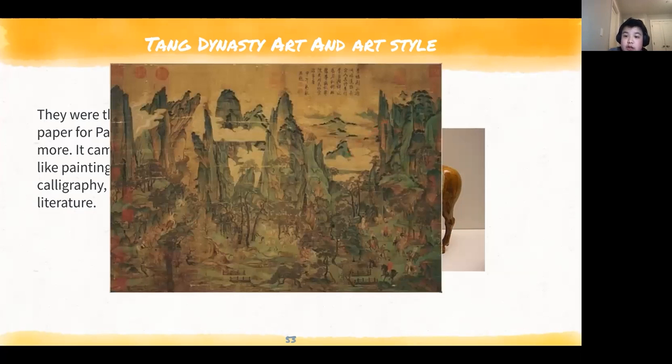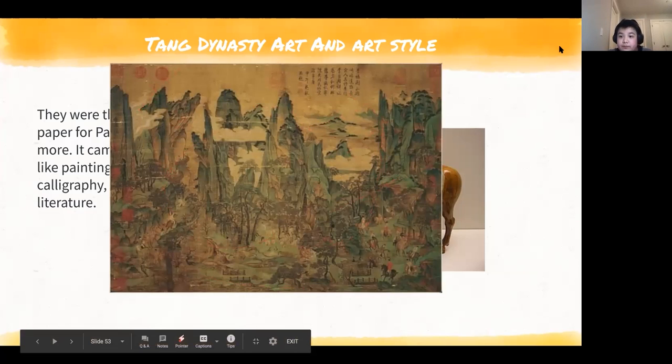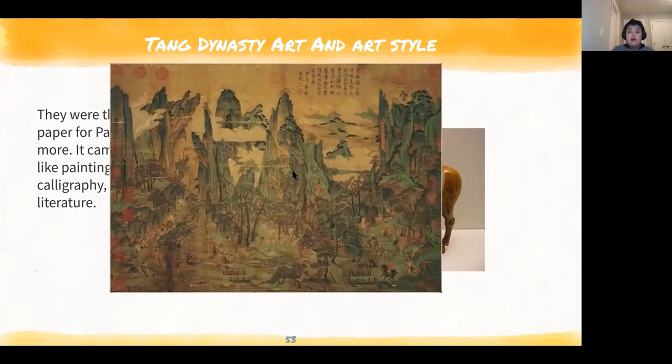And so, Kai, what do you notice in this map or this drawing here? Many mountains and trees. Yeah, and that's correct, Kai. So this was a style that the Tang Dynasty used that is common.